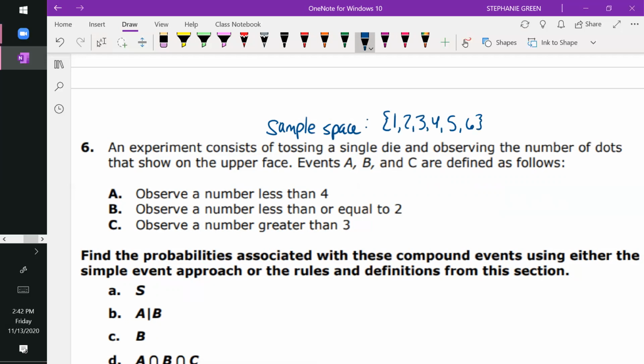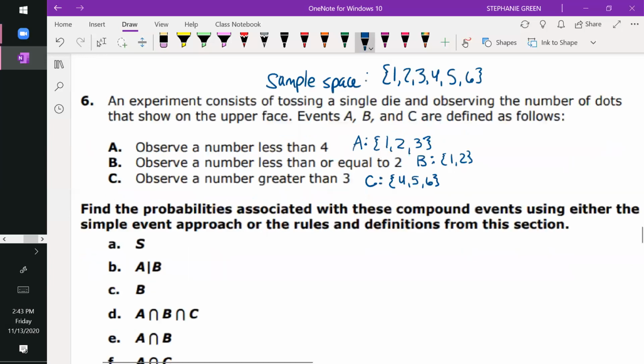So event A, observe a number less than 4. That would be 1, 2, or 3. Notice it does not say less than or equal to, just less than 4. So 1, 2, or 3. B, a number less than or equal to 2, so that would be 1 and 2. And C is a number greater than 3, does not say equal to, so that's only 4, 5, and 6.